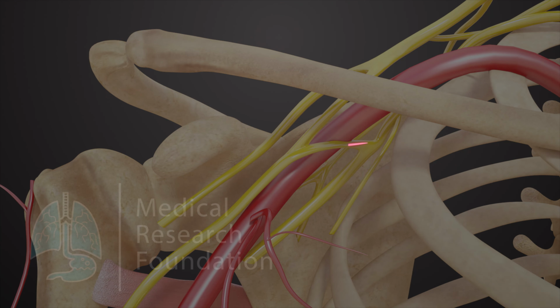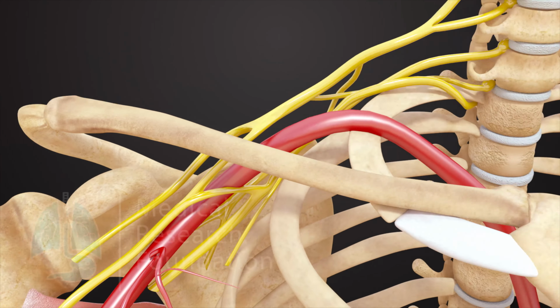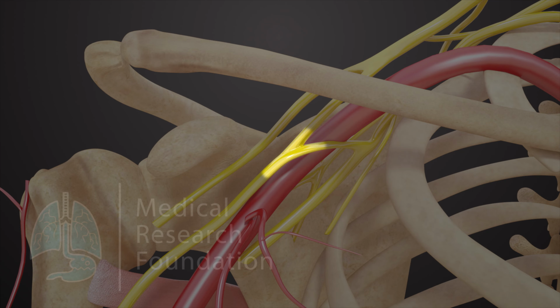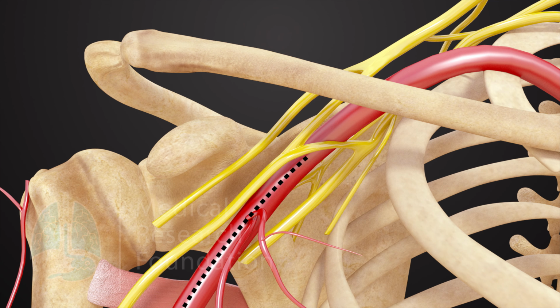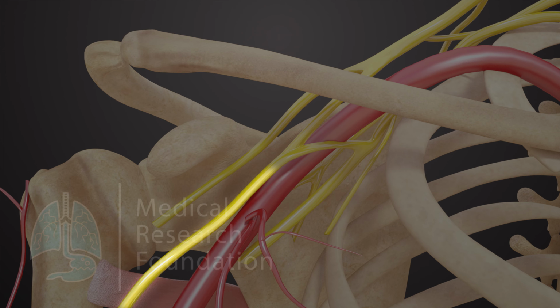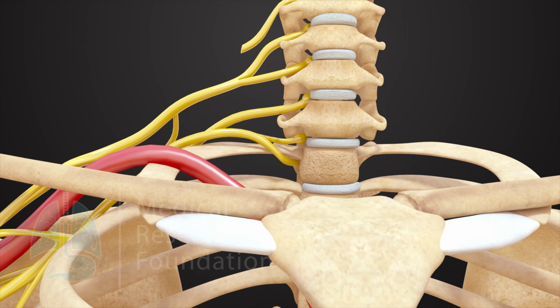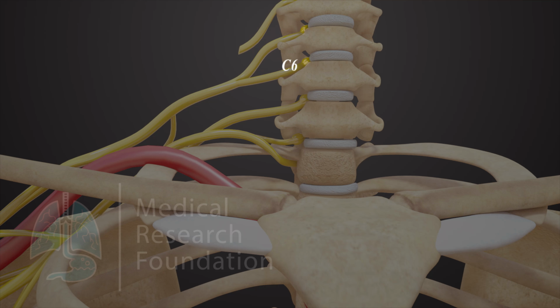The medial root crosses in front of the third part of the axillary artery to unite with the lateral root in a Y-shaped manner, either in front of or on the lateral side of the artery, to form the median nerve. So the root value of the median nerve is C5, C6, C7, C8, and T1.